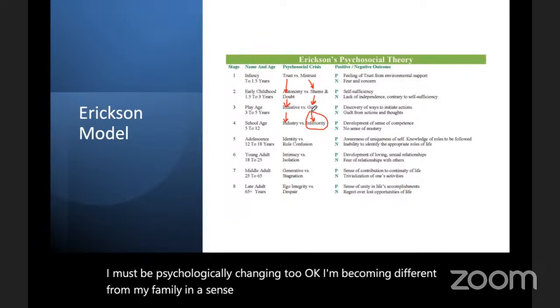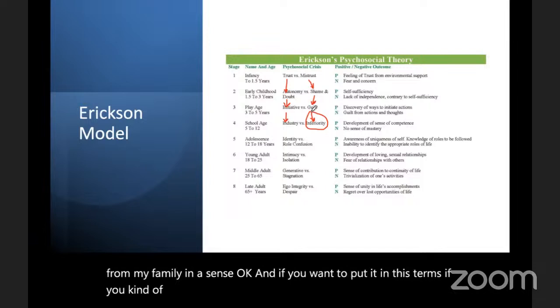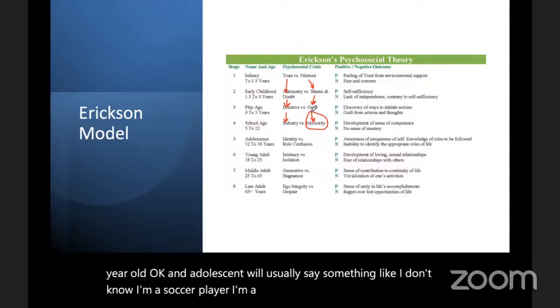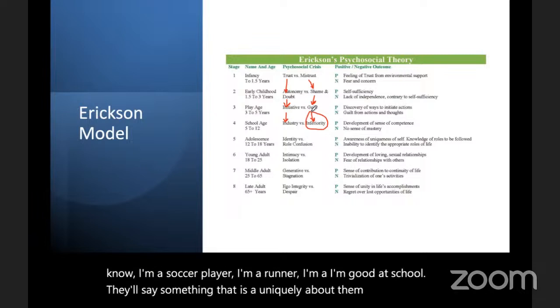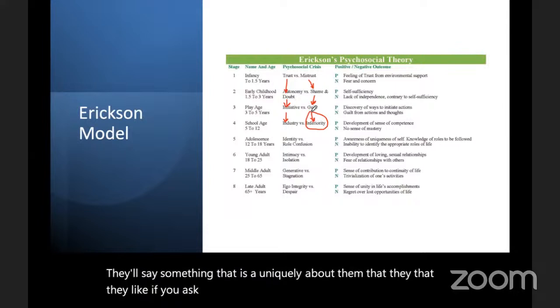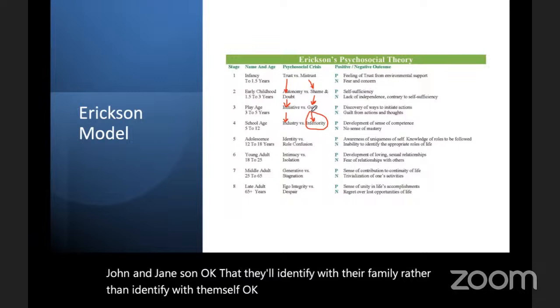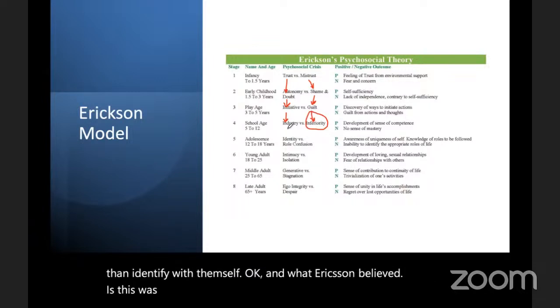And if you want to put it in these terms, if you ask an adolescent who they are versus a six-year-old, an adolescent will usually say something like, "I don't know, I'm a soccer player, I'm a runner, I'm an academic, I'm good at school." They'll say something that is uniquely about them that they like. If you ask a six-year-old who they are, they'll usually say, "I'm John and Jane's son." They'll identify with their family rather than with themselves. And what Erikson believed is this was the perfect time for an individual to develop identity versus role confusion.